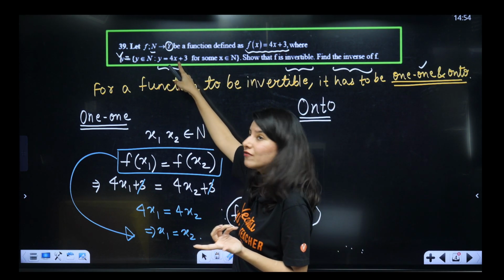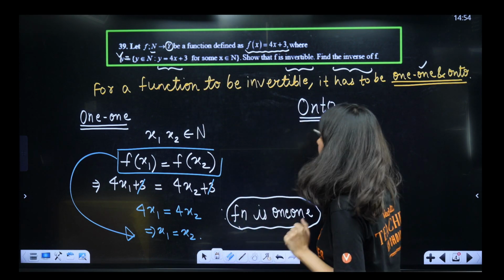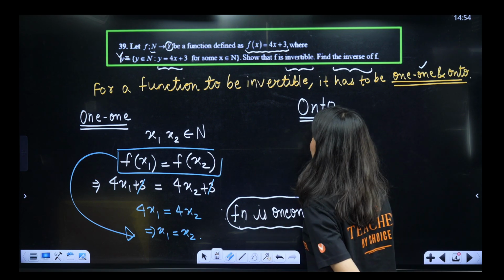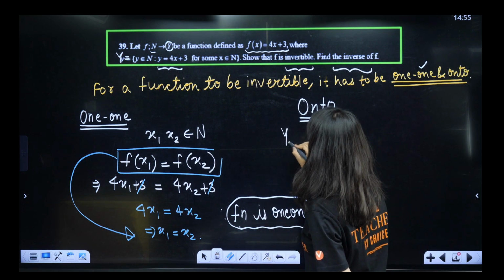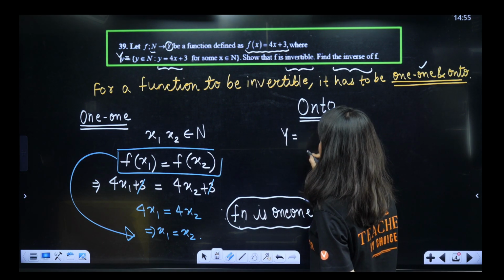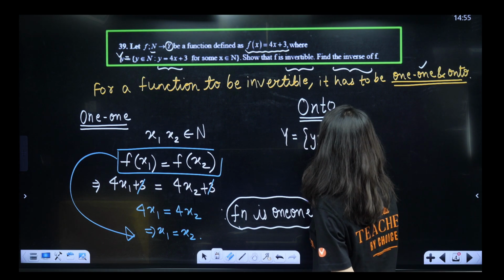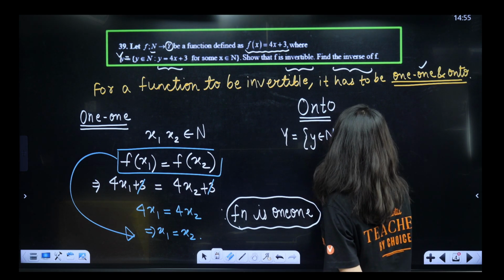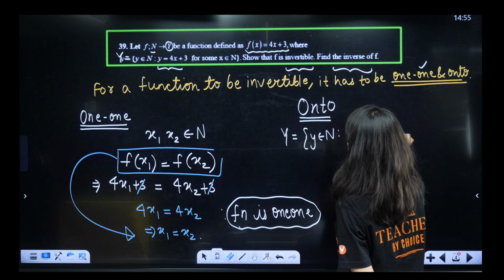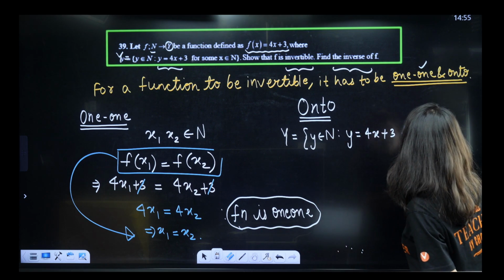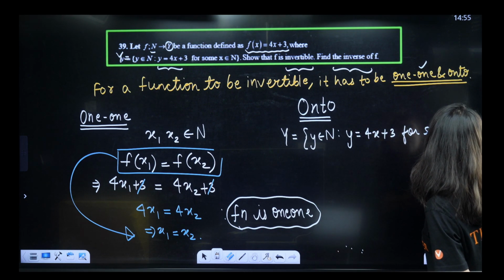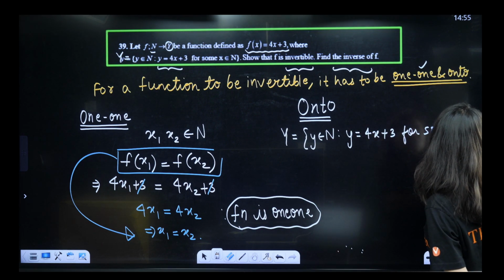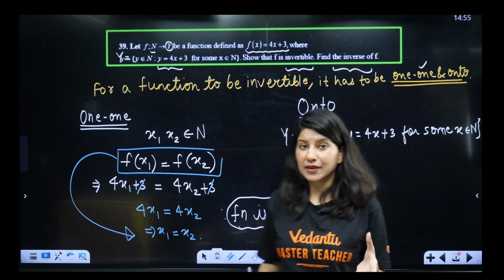So, you will get a natural number if you put x as a natural number, okay? So, basically, what I'm trying to say is, set y they are saying is y belongs to natural number such that y equals 4x plus 3, for some x belongs to natural number. This is the definition of their capital Y set.